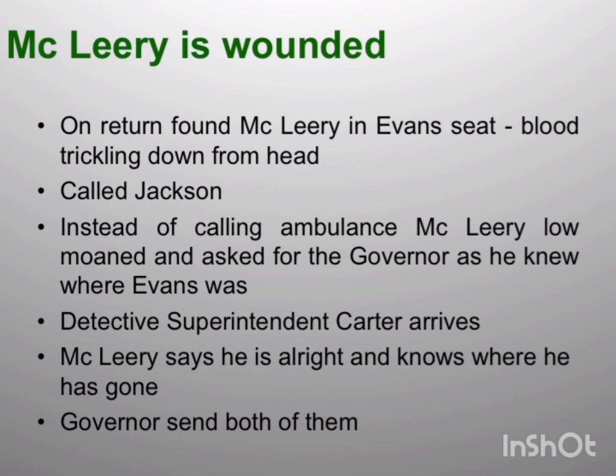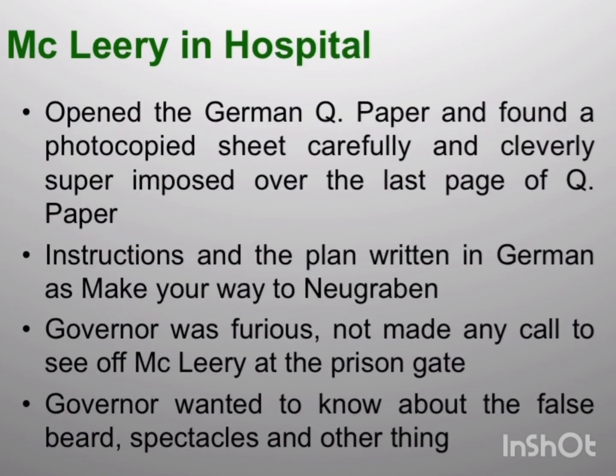Detective Superintendent Carter came out and greeted the governor. Before the governor could explain anything, McCleary told the officer to go to Elsfield Way. The governor was still concentrating on the last line of the German text. The word Neugraben troubled him. The governor was angry at Jackson and Stevens. Evans had managed to conceal a false beard, a pair of spectacles, a dog collar, and all the rest of his clerical paraphernalia. He also had a weapon with which he hit McCleary across the head.